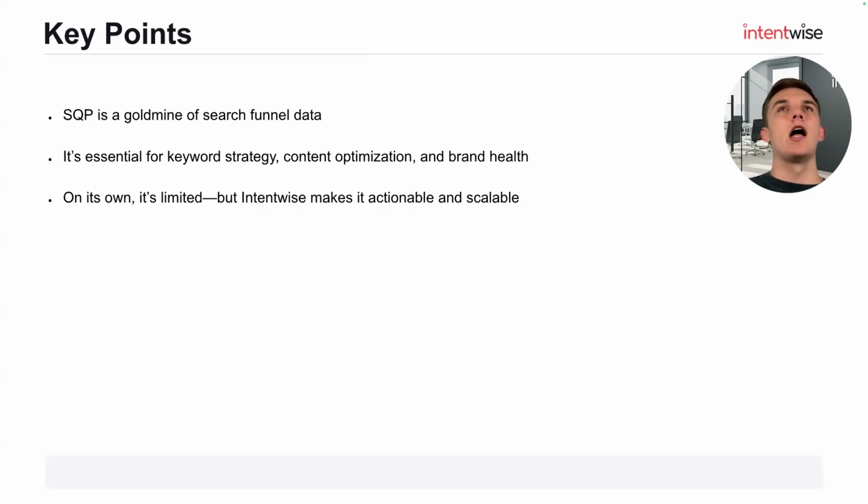And that's where Intentwise hopes to help with different filtering options, different week over week options, right? That's where we hope we come alongside you guys and help make that data easier to consume so you can implement some of the use cases we worked through today.